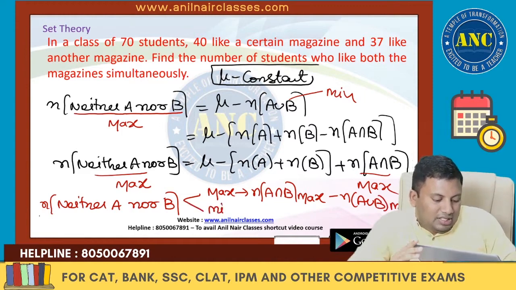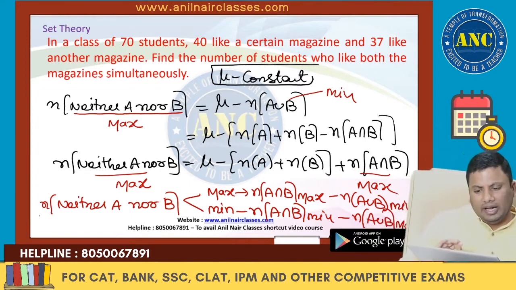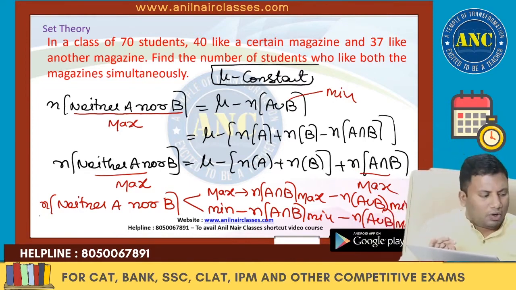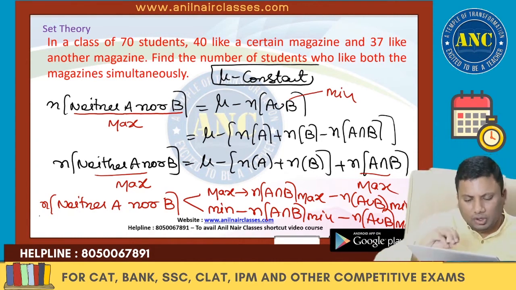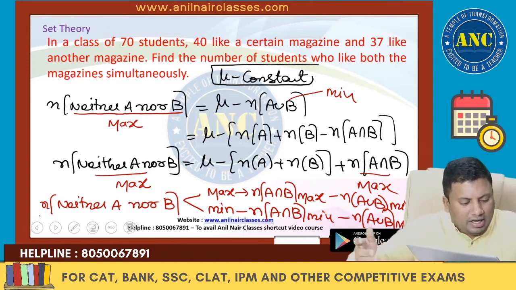If this is minimum, A intersection B will be minimum and A union B will be maximum. I hope the idea is crystal clear to you. Just write down this key point. I will tell you its application when I am discussing maxima and minima.